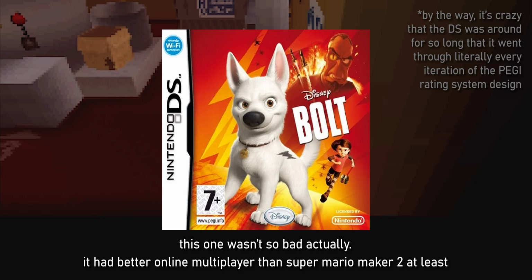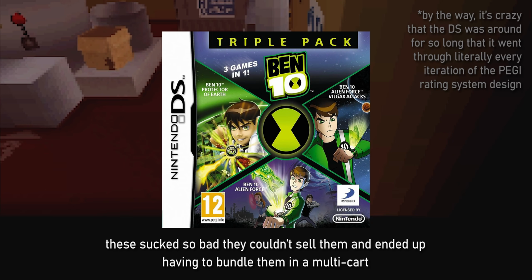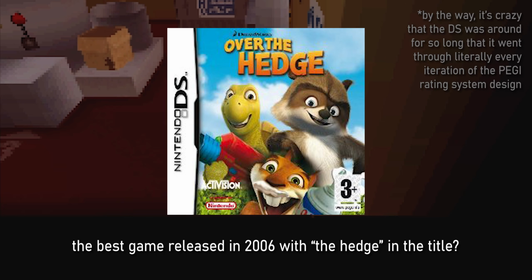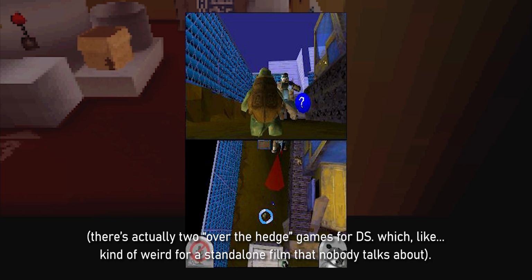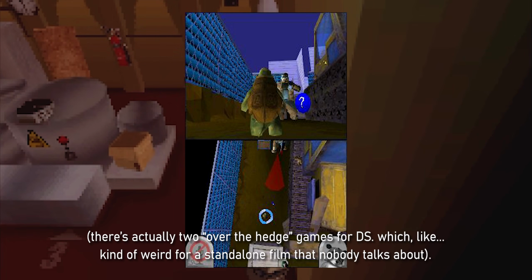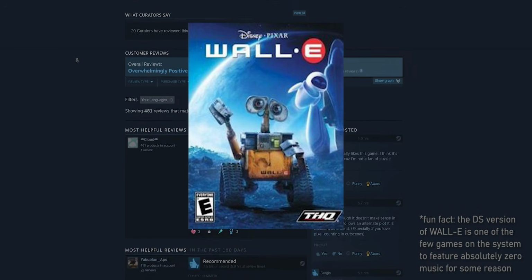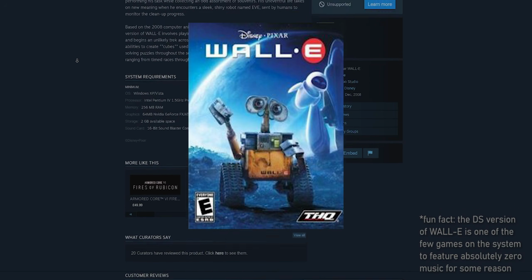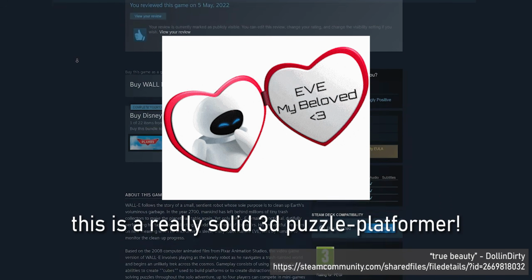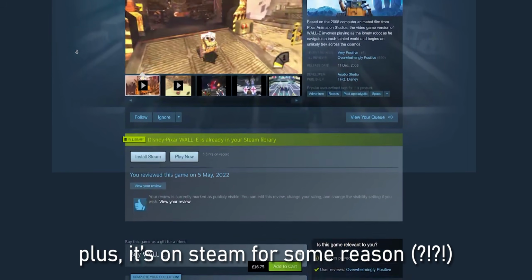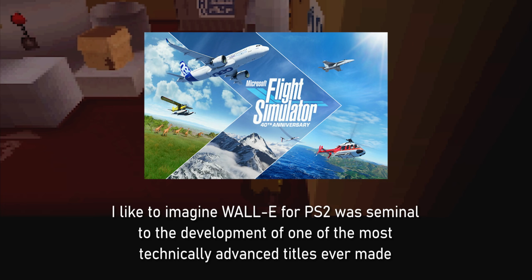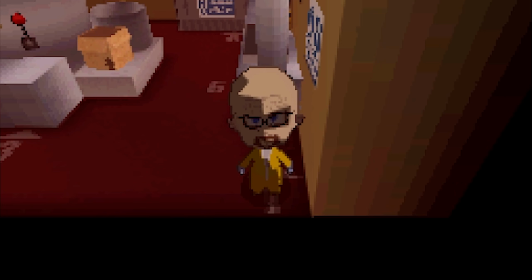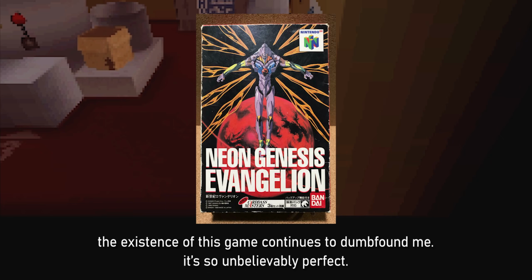For every Bolt or Ben 10, there was an Over the Hedge DS, which pushes the system to near its limits with this absurdly dedicated dual 3D scene rendering tech. Or there's Wall-E for PS2 and PC. It was actually the first game I ever played, and I loved it. The developers of Wall-E, Asobo Studios, later went on to make the fantastic Microsoft Flight Simulator. They stopped really making all these licensed games around the turn of the 2010s, at least in the West. It's still going on in Japan.